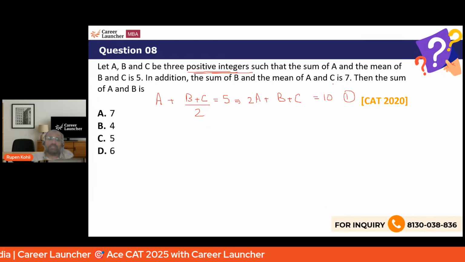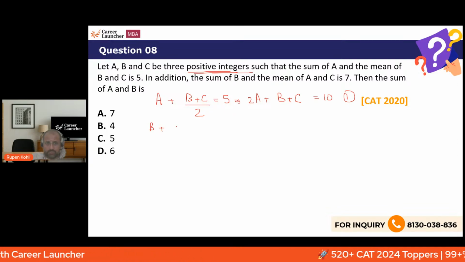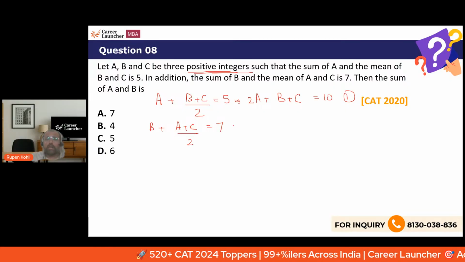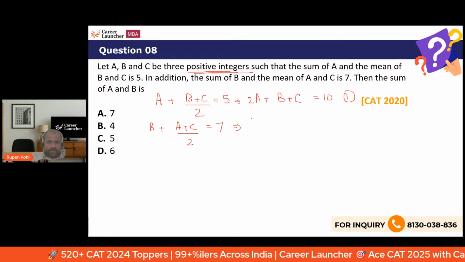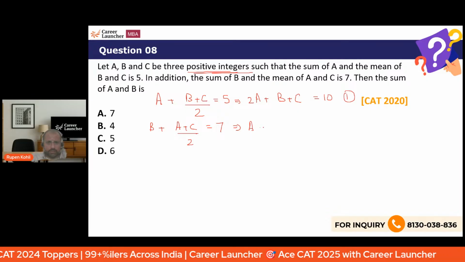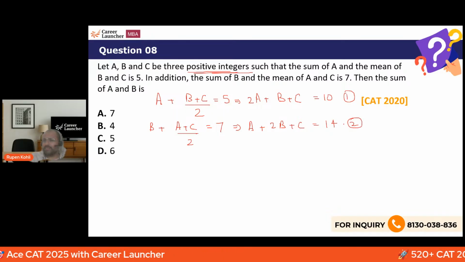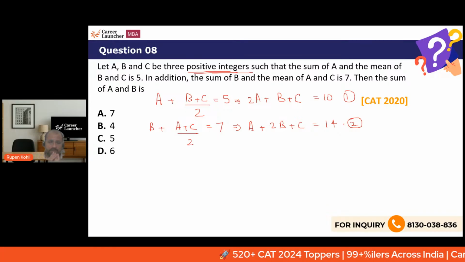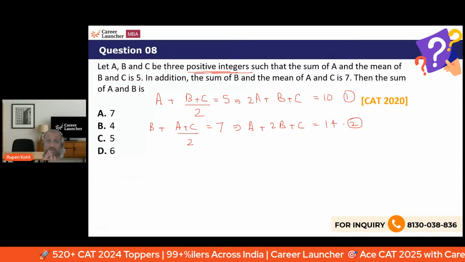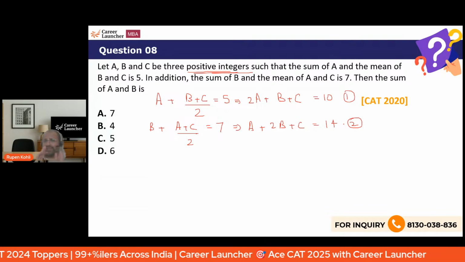In addition, the sum of b and the mean of a and c is 7. So b plus (a plus c) over 2 is 7. Write it in a way that you write a, b, c in that order. So you have a, you have 2b, and you have c, and that is 14. Wonderful. So we have seen this many times: 2 equations, 3 variables. But this time the objective is to find the sum of a and b.